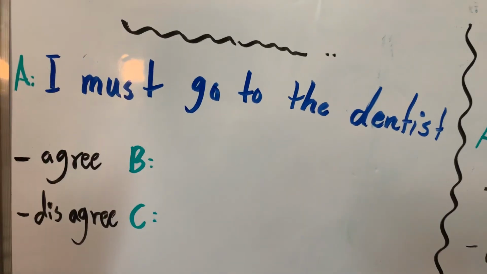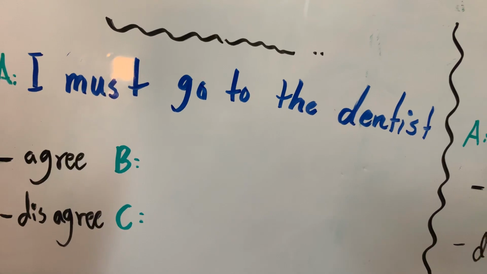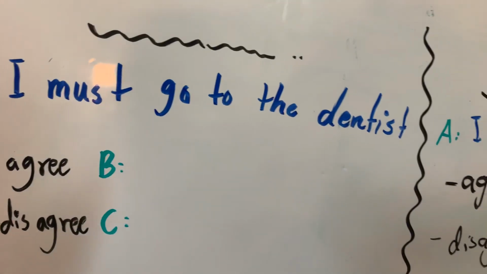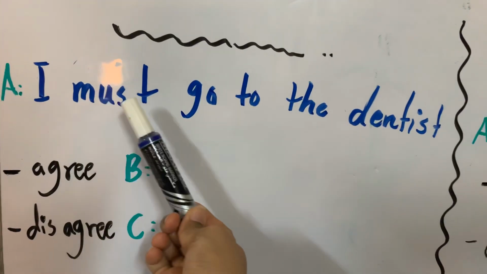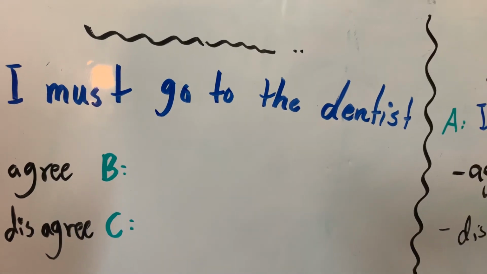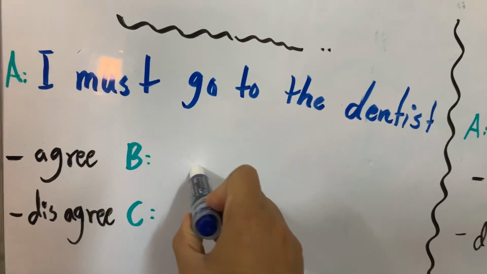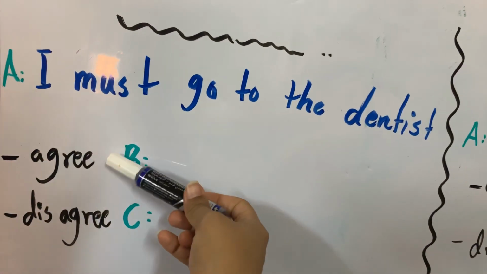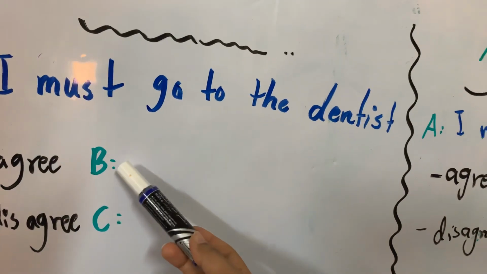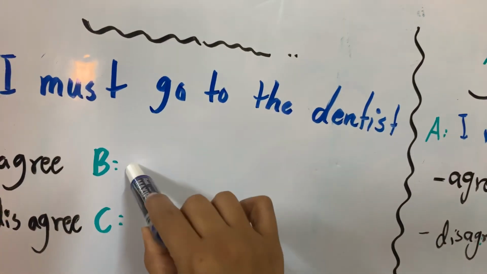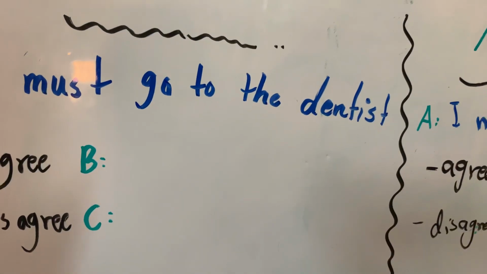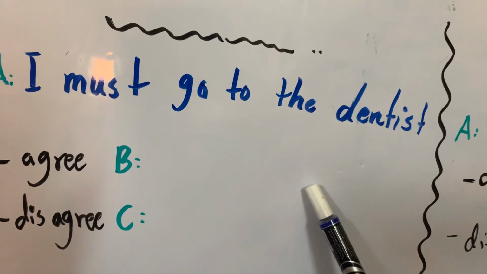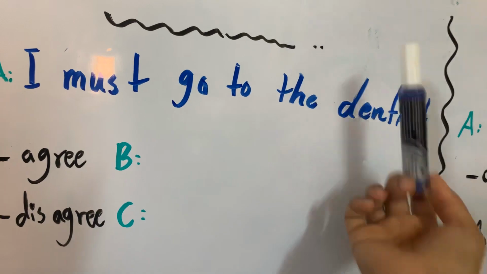The first sentence: I must go to the dentist. For example, we have three persons: person A, person B, person C. Person A says, I must go to the dentist. Person B agrees with him. What does agree mean? يوافق. The same thing. He wants to do the same thing. Person B wants to say, also, I must go to the dentist. So A wants to go to the dentist, B agrees with him, and he also wants to go to the dentist.